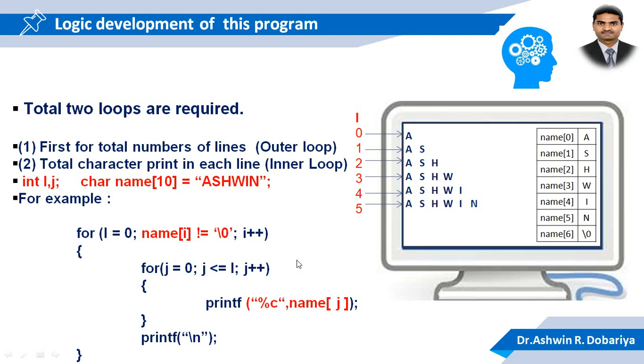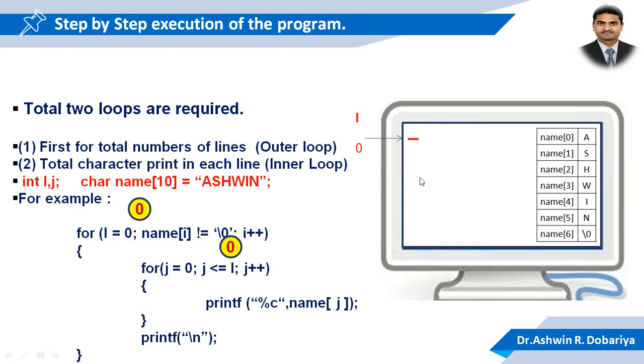Let's start a quick overview of step-by-step execution. When we execute this program, the cursor is blinking at the top left corner, and i starts from 0. name of 0 means capital A, so it's not a null, so the condition becomes true. Now we come to j equal to 0, j less than i, so this loop will execute one time. So name of j is name of 0, which means A, so it displays A. Now j becomes 1, j is incremented by 1, but here this condition becomes false, so it will execute the \n, so the cursor moves to the next line.